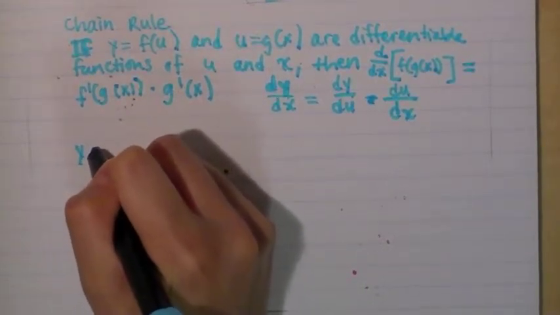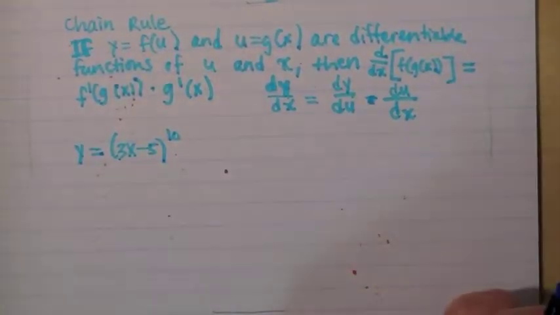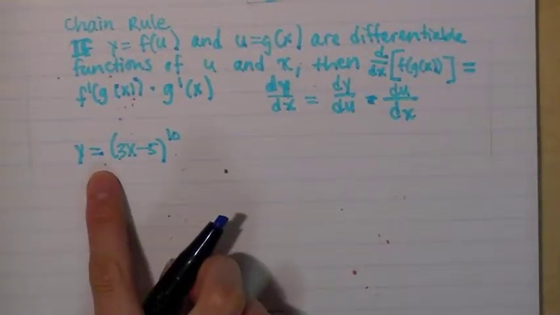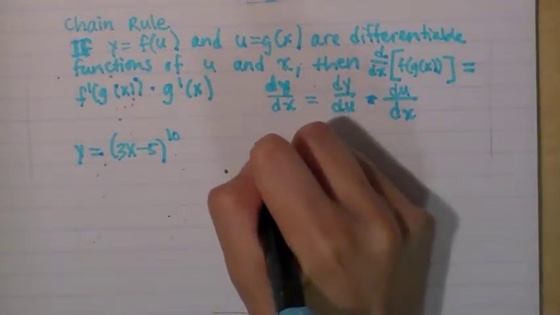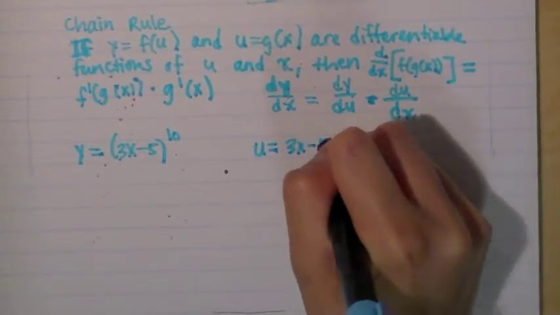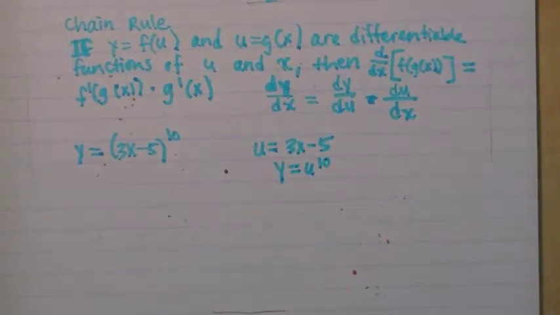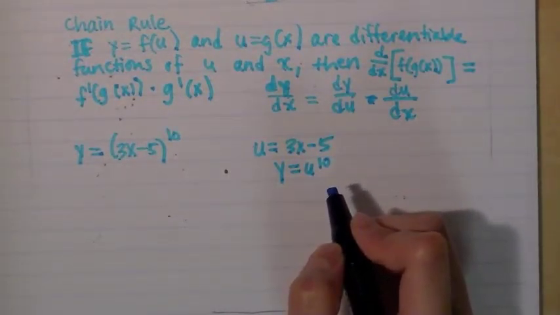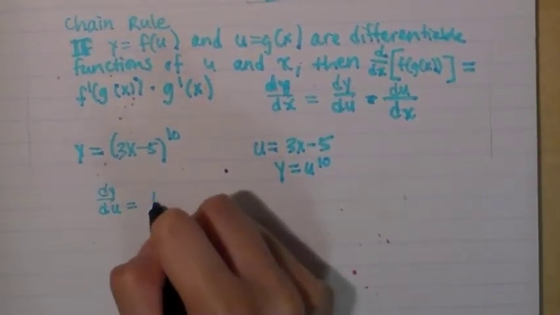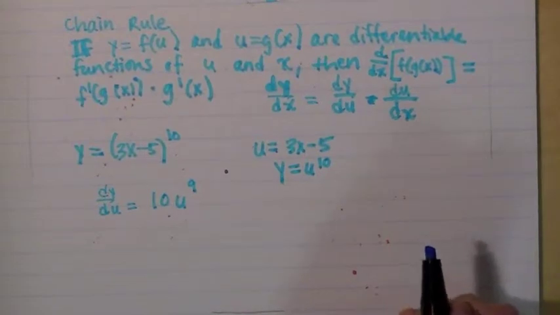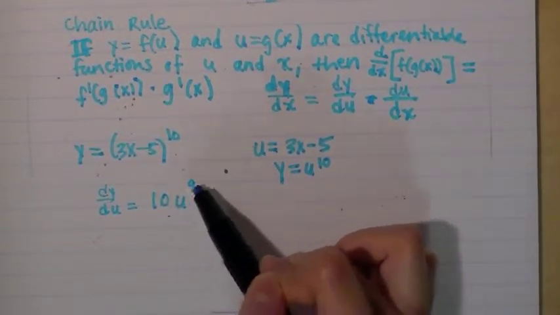So if we have y equals (3x minus 5) to the 10th power, and you want to find y prime, what you can do is let u equal 3x minus 5, and then y is equal to u to the 10th power. And then now you can say that dy du is 10u to the 9th. So that's this part of it.